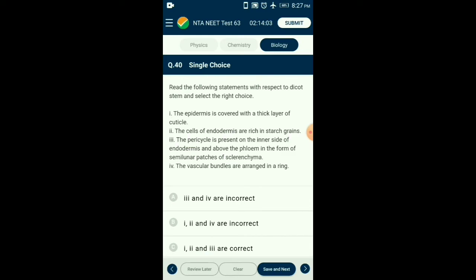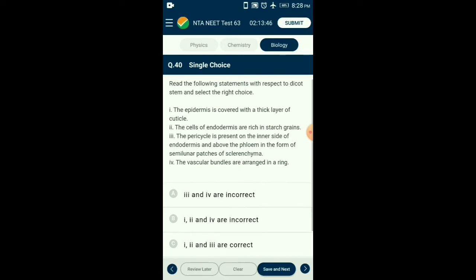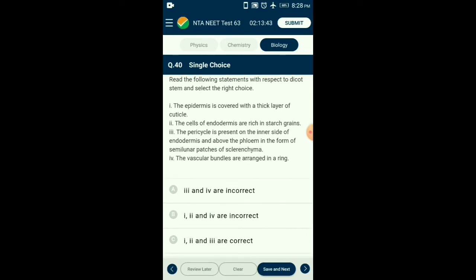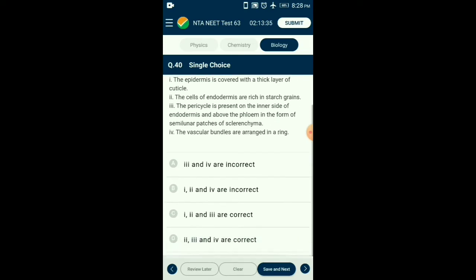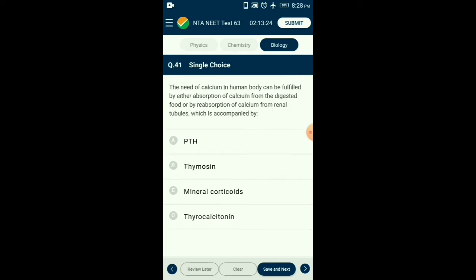Question number 40. Read the following statements with respect to dicot stem and select the right choice. Here 4 statements are given. In the dicot stem, the epidermis is covered with a thin layer of cuticle with few trichomes except for option 1. All other options are characteristics of dicot stem. So the correct option for this question is option D. Second, third and fourth are correctly given. First one is wrong.